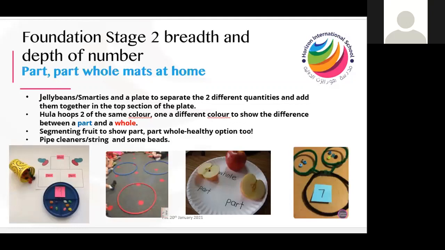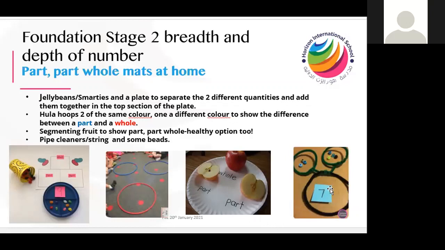And a plate to separate them to show the two different quantities. We've got the hula hoops there, two of the same colour to really show there's two parts, and then a different colour to represent the whole. We also can use, if you want to go for a healthy option, fruit. So again, showing a whole apple and cutting it in half to represent the part and another part.